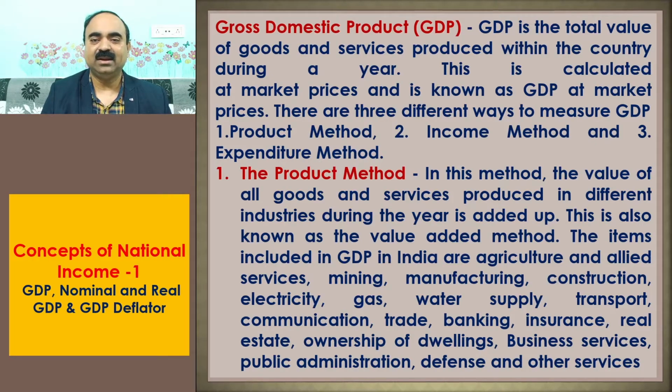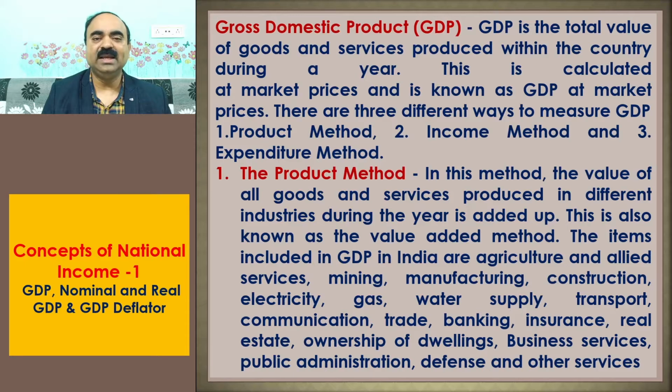GDP is the total value of goods and services produced within the country during a year. This is calculated at market prices and is known as GDP at market prices. There are three different ways to measure GDP. They are: 1. Product method, 2. Income method, and 3. Expenditure method.